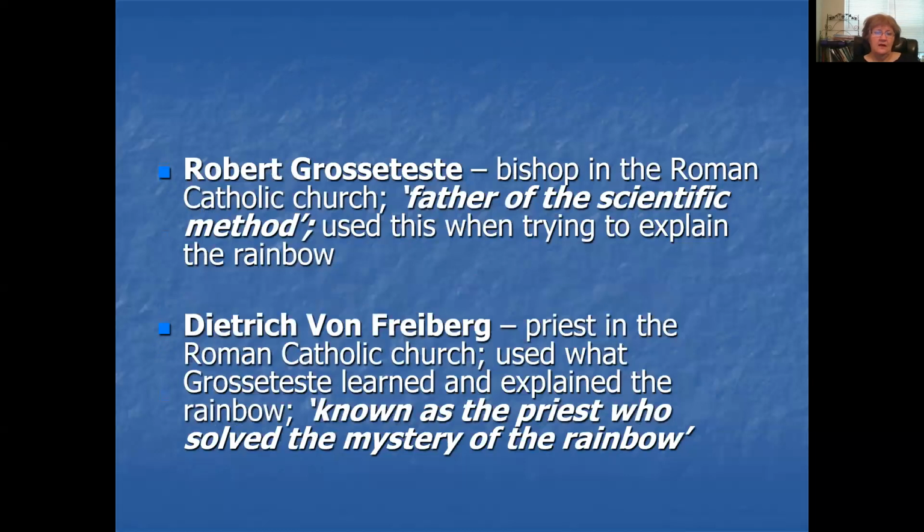So that's Robert Grosseteste. Dietrich von Freiberg, he was a priest in the Roman Catholic Church, and he used that scientific method to actually figure out, why do we have rainbows? That's a great thing to learn about, right? Why do we have rainbows? And so we call him the priest who solved the mystery of the rainbow. We know what rainbows are today, right? But back then they didn't know. And so he made a hypothesis, and he did some testing, and he came up with a conclusion, and he kept testing it over and over again. And so I think I figured out why the rainbow's there. So von Freiberg is a priest that figured out the rainbow.